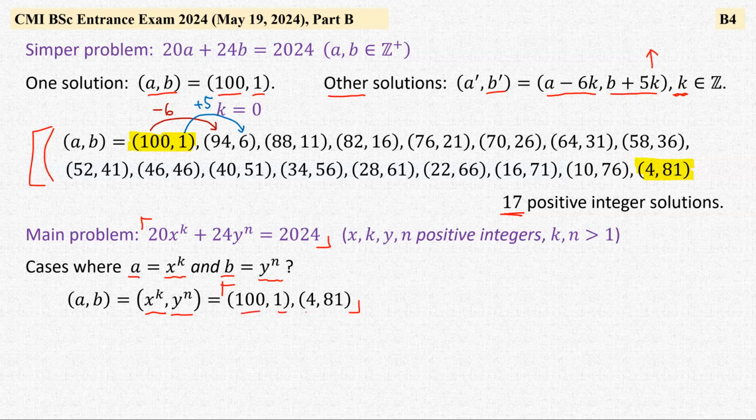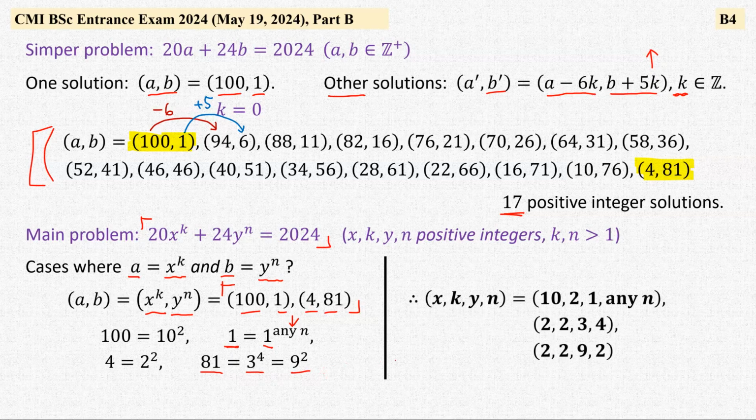Here, as for these four integers, 100 is 10 squared, and 1 is interesting since it can be expressed as 1 to the power of any integer n, and 4 equals 2 squared, and there are two possible expressions for 81, 3 to the power of 4 and 9 squared. Therefore, we have solutions x, k, y, n equals first 10, 2, 1, and n can be any integer greater than 1, 2, 2, 3, 4, and 2, 2, 9, 2.